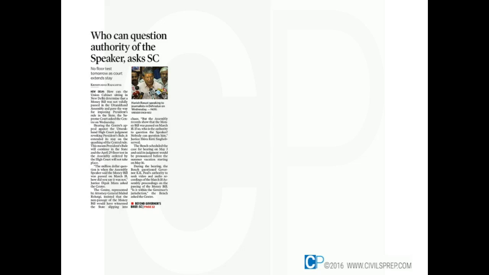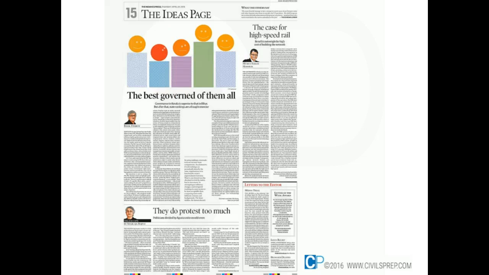Now, if you see, in the Telangana creation, the Andhra Pradesh Reorganization Act, the parliament itself passed the bill through voice vote. So the speaker's authority in the house is final and cannot be questioned. So in this case, who is the authority that can question the speaker's house? This is the fundamental question raised by the Supreme Court with regard to the ongoing Uttarakhand crisis.